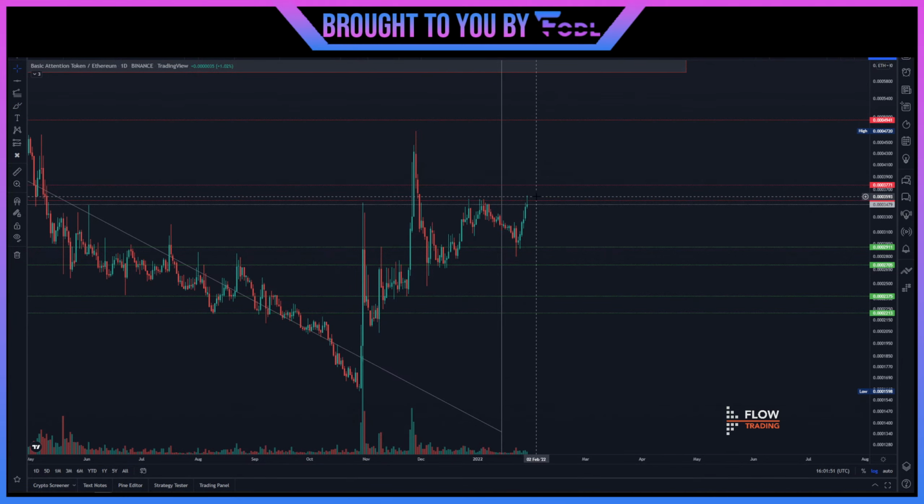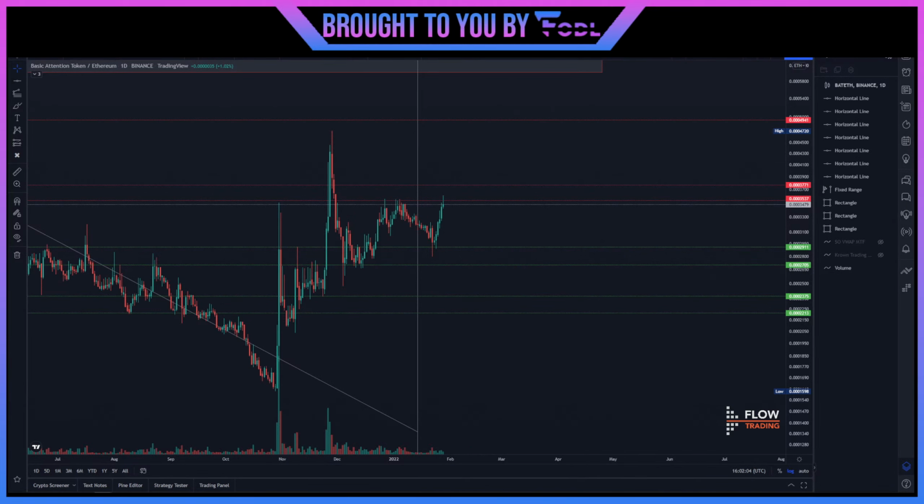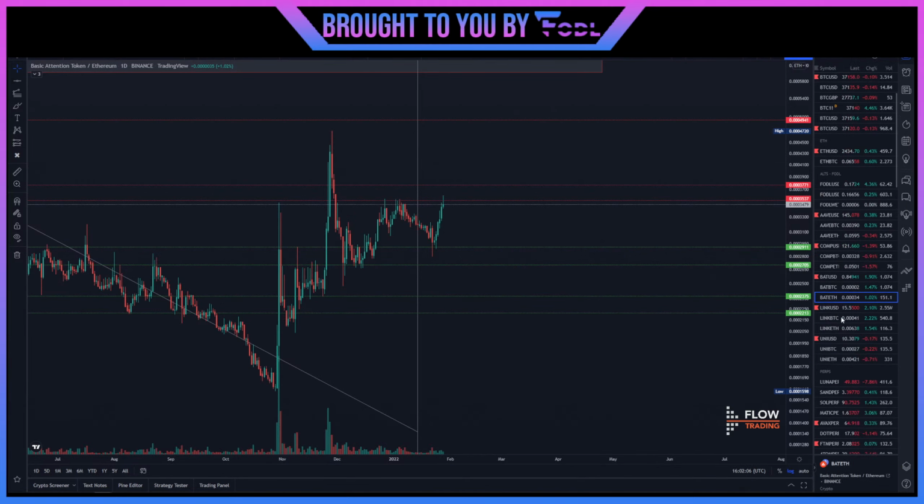But here I'm expecting that this is resistance, so I expect the price to go lower. How low is a different story altogether, and of course we've got some levels of support here, and some levels of resistance above. So I hope that is clear for you guys. So that was BAT versus ETH.